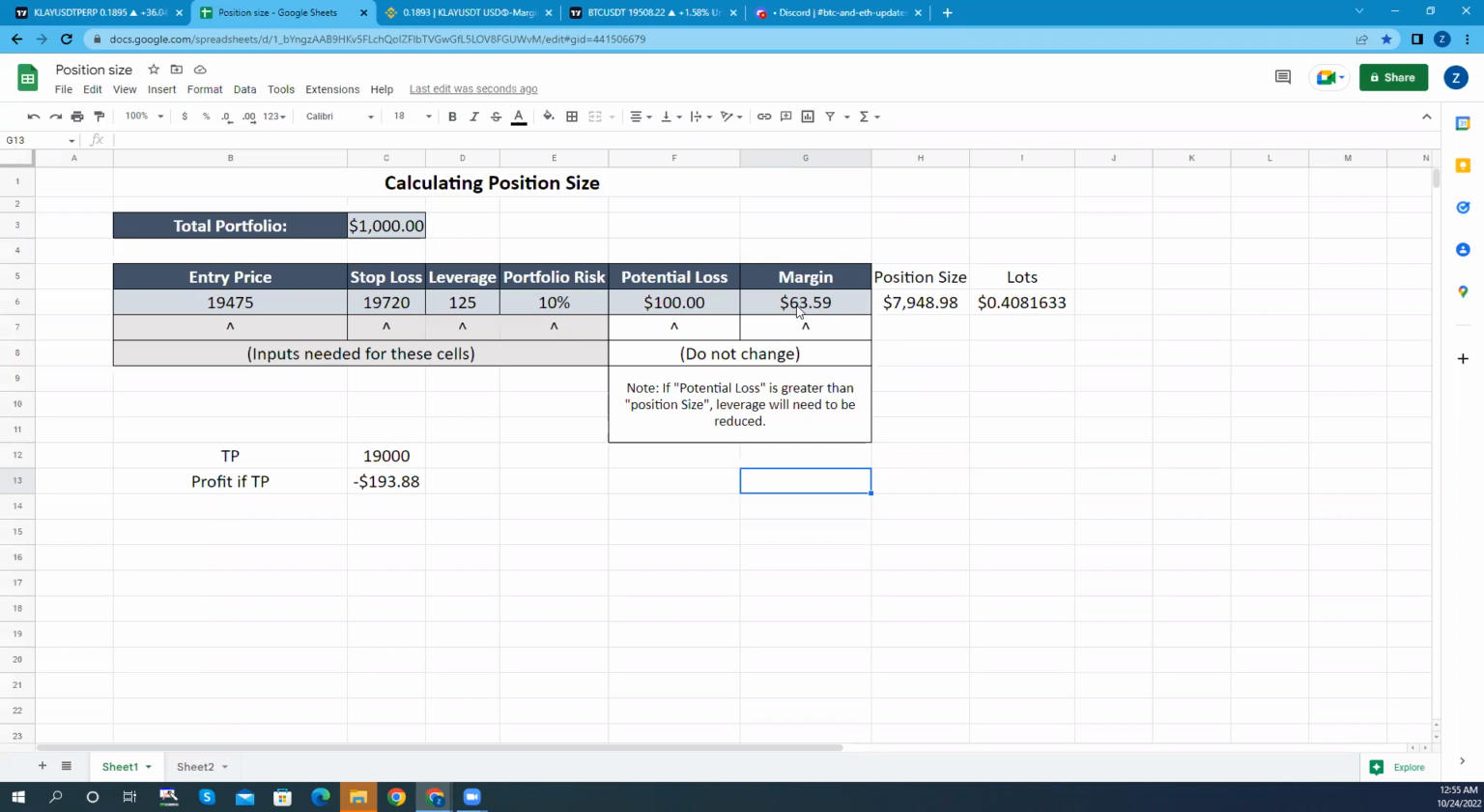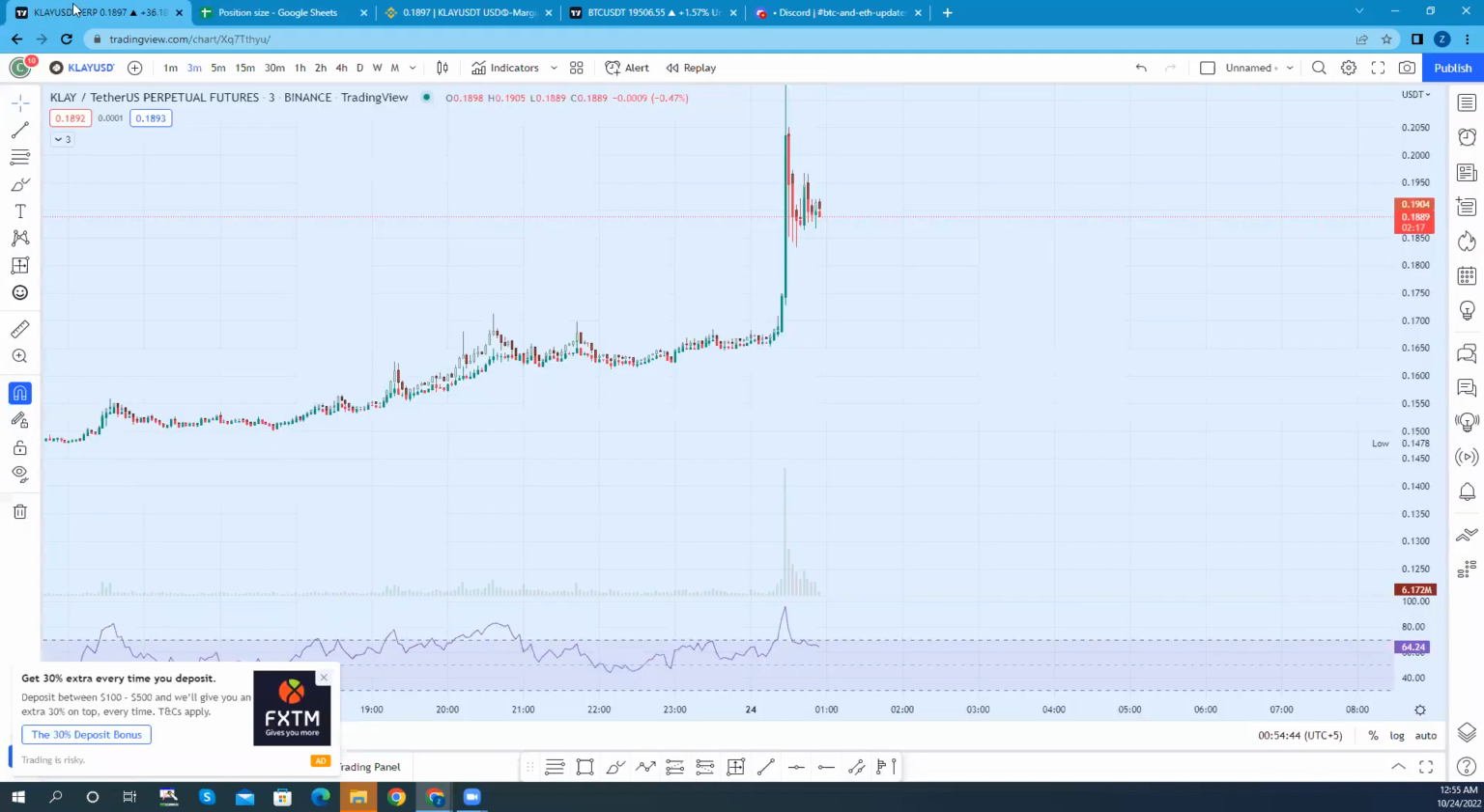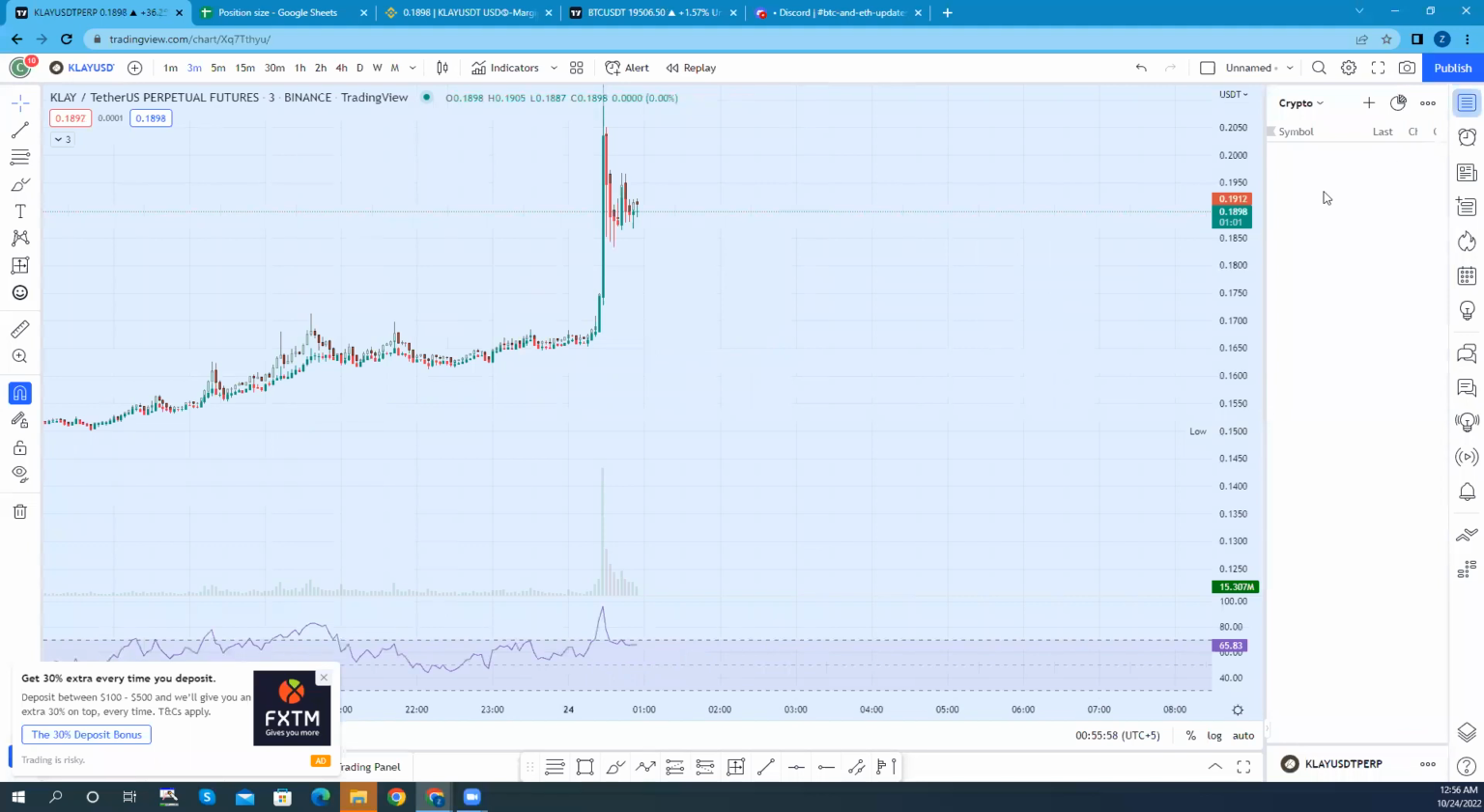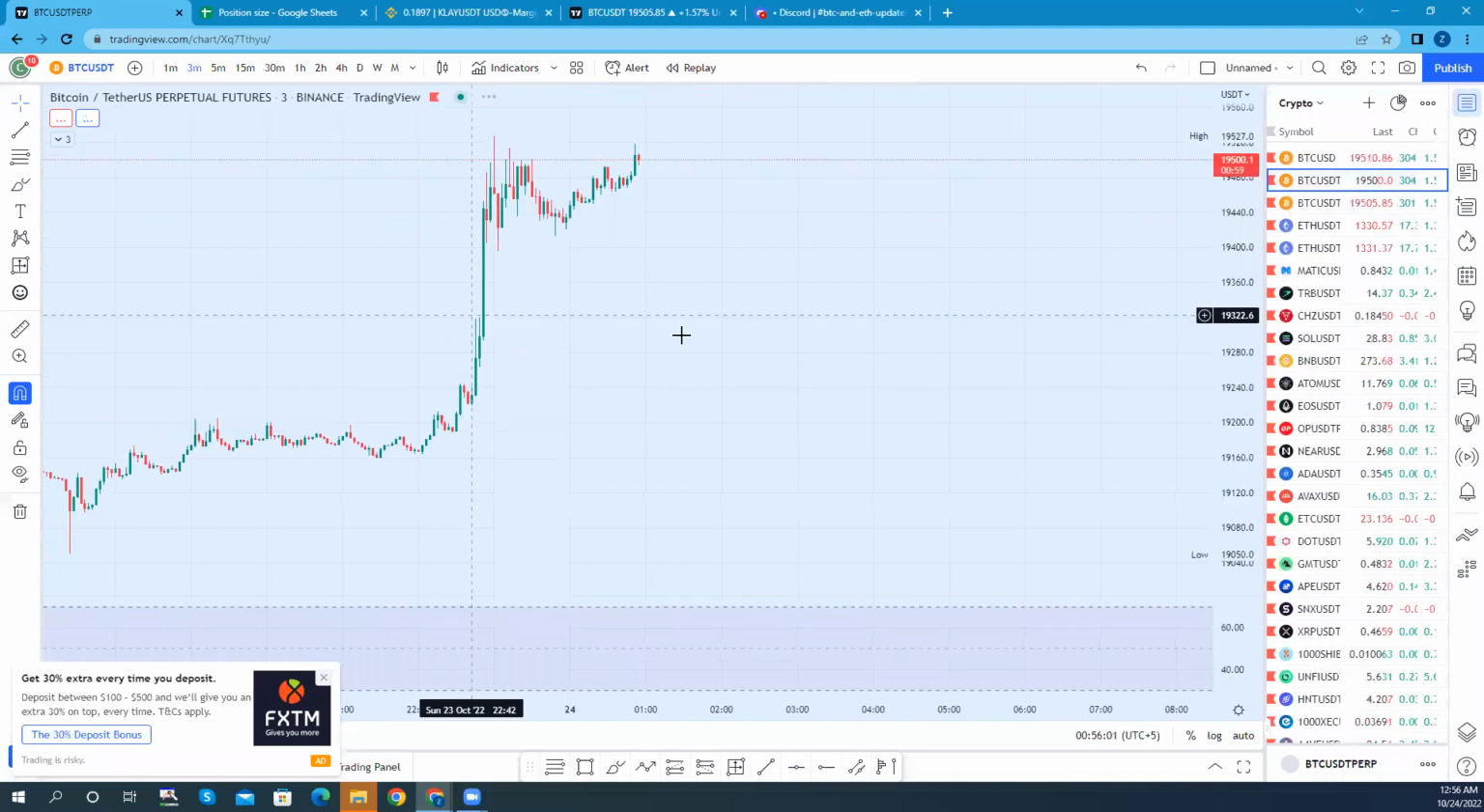This is why you can add margin in a trade. You will add a margin of $37 in this trade, so that you have a stop loss. You can put a stop loss at 19,720, and you will only lose $100. Then your margin is less than your potential loss, so you will have to add more margin to have a stop loss at this position. You calculate a stop loss on the basis of the chart, not on the basis of the amount you want to lose.